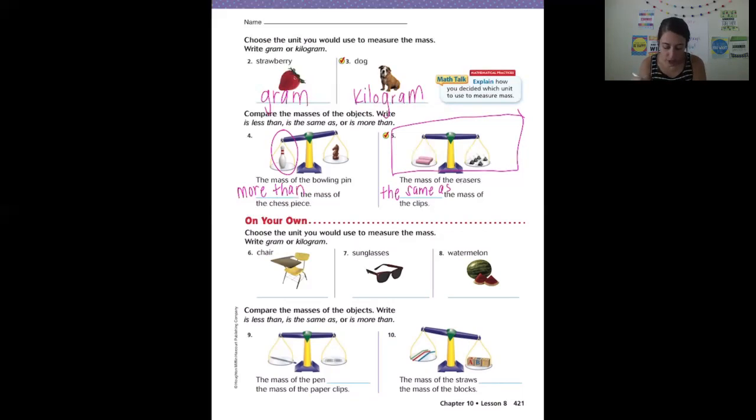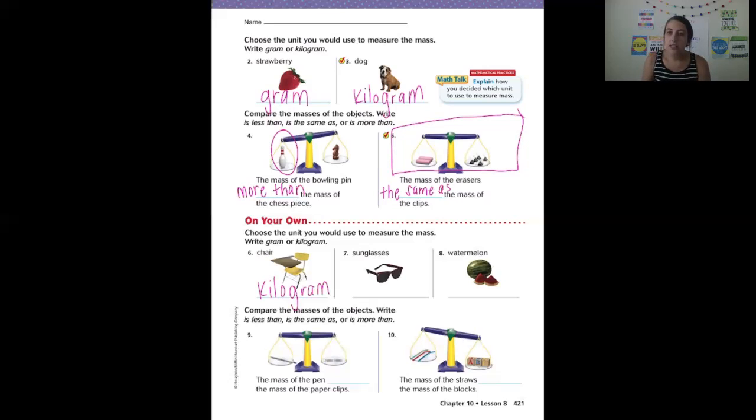Now, it says choose the unit that you would measure the mass, so how much it weighs. So are we going to measure in grams or kilograms? Let's think, which one's smaller? Grams. Which one's bigger? Kilograms. So let's look, if we want to measure a chair, do you think we're going to measure in grams or kilograms? You said kilogram. You are correct because it's much bigger.